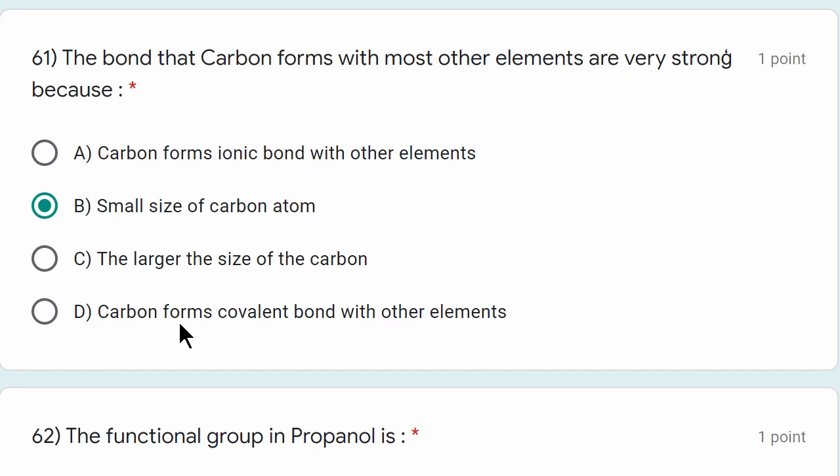Now carbon forms covalent bonds with other elements. This is also correct and covalent bonds are generally strong. But covalent bonds are formed by other elements also, right? But they are not as strong. So the most correct answer is small size of carbon atom. The second correct answer would be carbon forms covalent bonds with other elements. Now, in an exam, if two answers are correct, you have to pick the one which is most correct. So in this case, the most correct is small size of carbon atom, because other elements like silicon can also form covalent bonds, but because of the small size, it is much stronger.